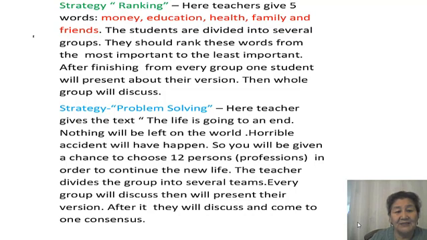The next strategy is problem solving. Here the teacher gives the text: the life is going to an end. Nothing will be left in the world. A horrible accident will have happened soon. So you will be given a chance to choose 12 professions in order to continue the new life. The teacher divides the group into several teams. Every group will discuss, then present their version. After that, they will discuss and come to one consensus.